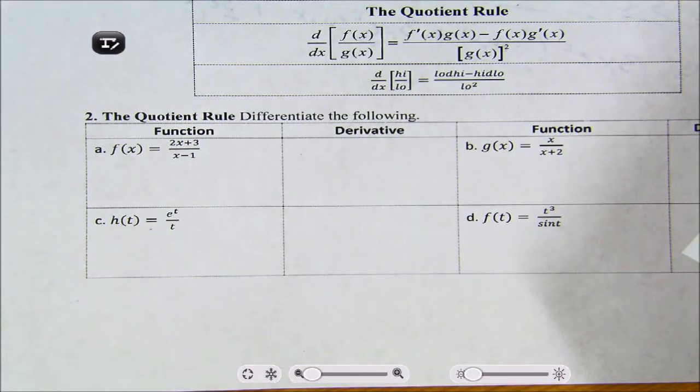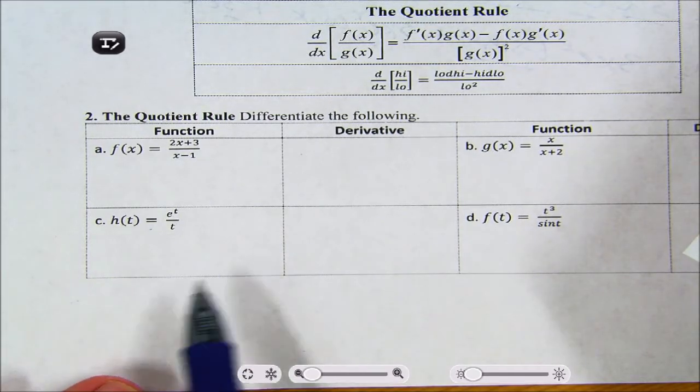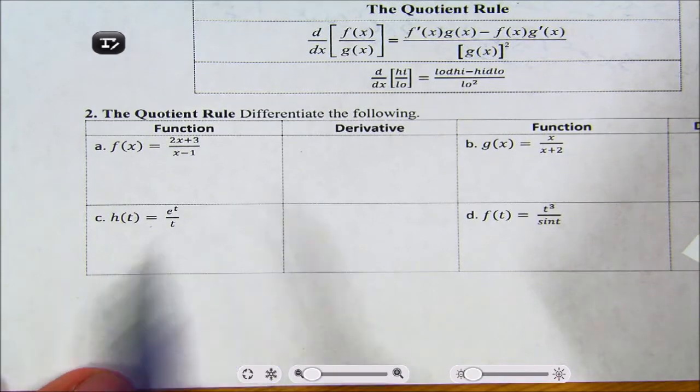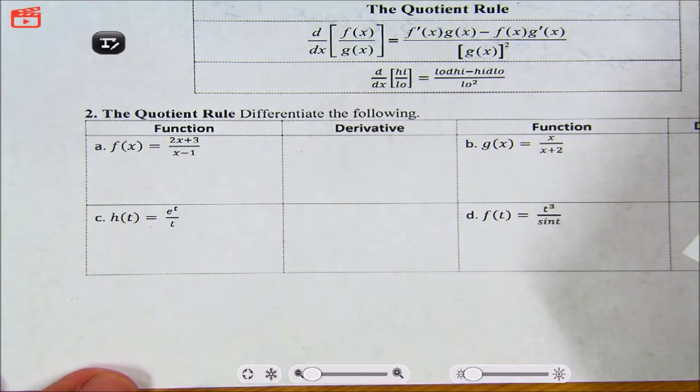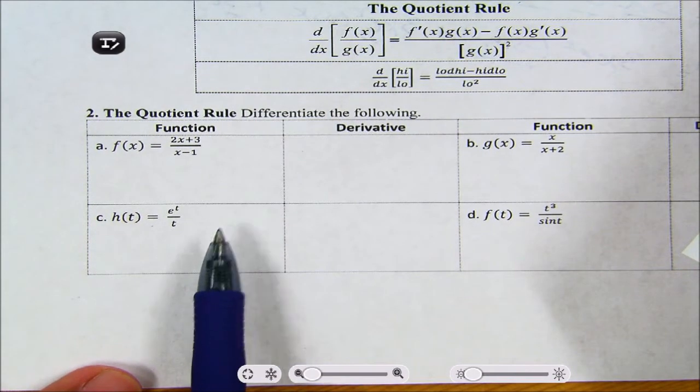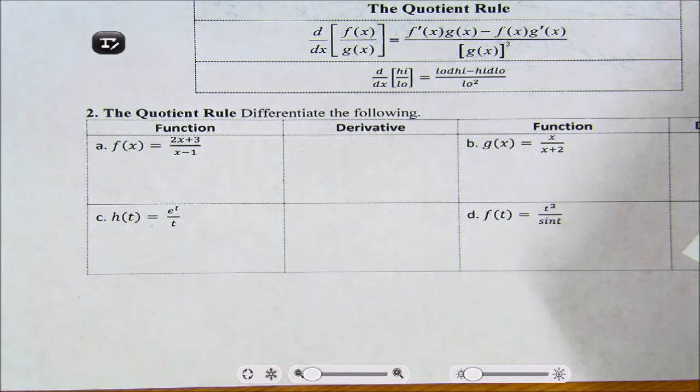Although some of you may prefer the product rule, and there will be a way to sneak around that and use the product rule instead of the quotient rule. That's applicable to one of these. You could switch it to the product rule instead of using the quotient rule. But all of these require the quotient rule. Is it C? Yes.